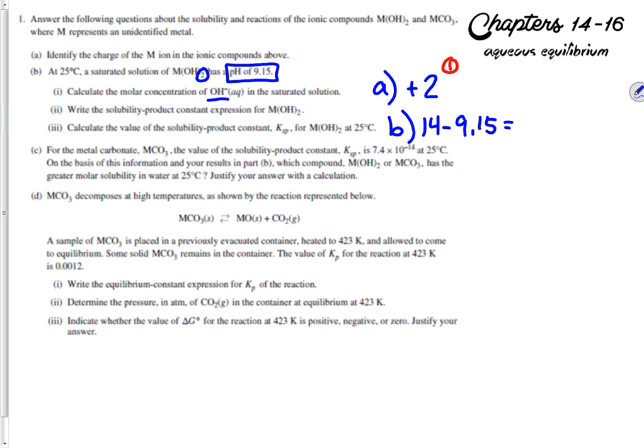And then, we did this yesterday. What do I do after that? Times by negative log. 10 to the negative POH, right? Because I already have pH. So I'll just write it like this so you'd be good to go. Whoops, I'm sorry.